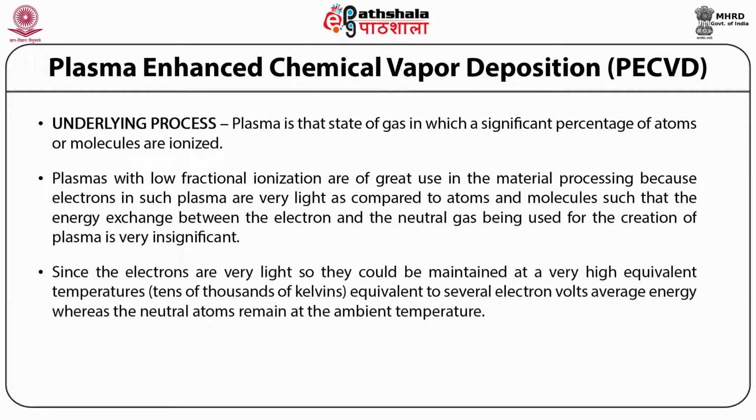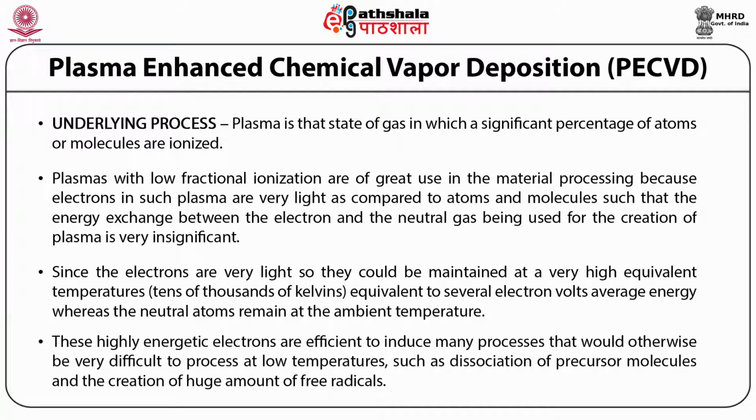Since the electrons are very light, they could be maintained at a very high equivalent temperature, equivalent to several electron volts. These highly energetic electrons are efficient to induce many processes that would otherwise be very difficult to process at low temperatures, such as dissociation of precursor molecules and the creation of a huge amount of free radicals.